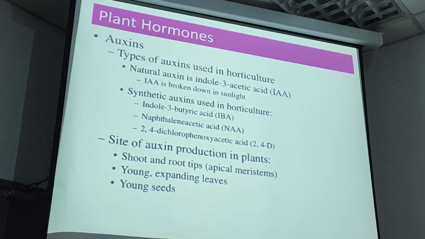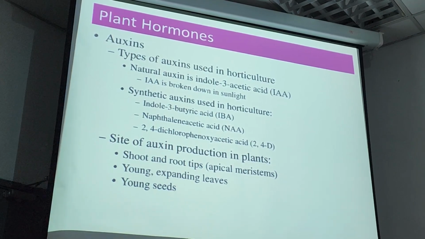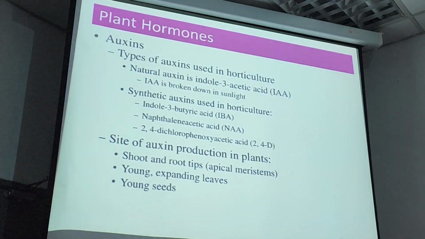So where is auxin produced? In the shoot tips, root tips, young expanding leaves like the plumule, and also the young seeds.